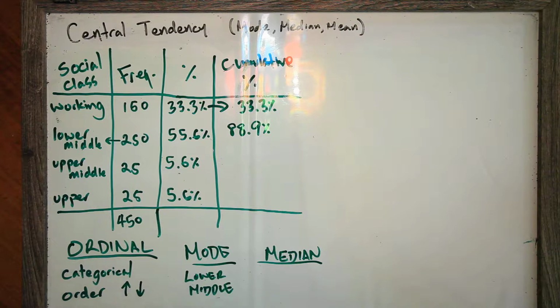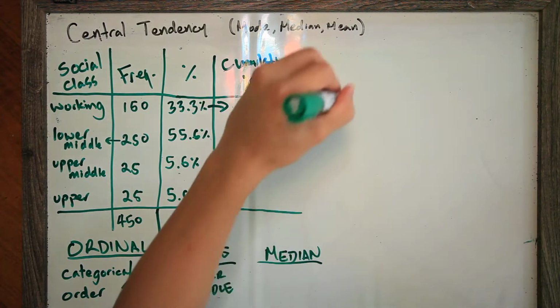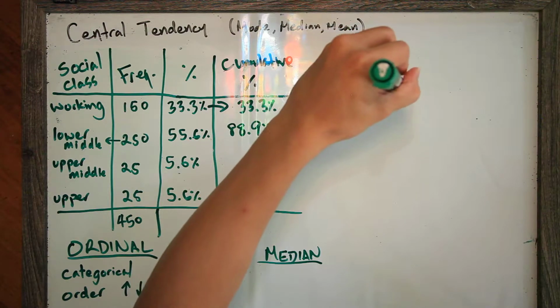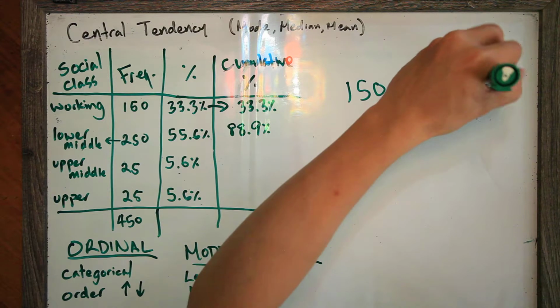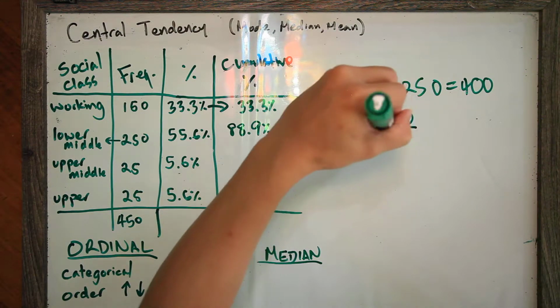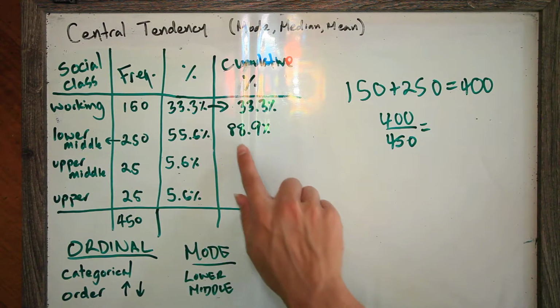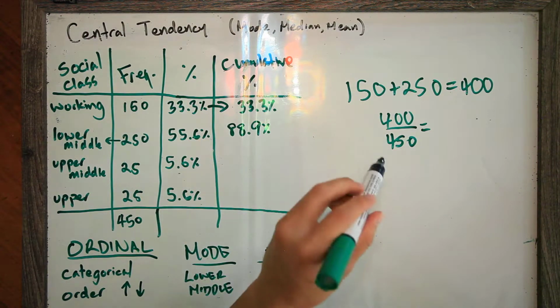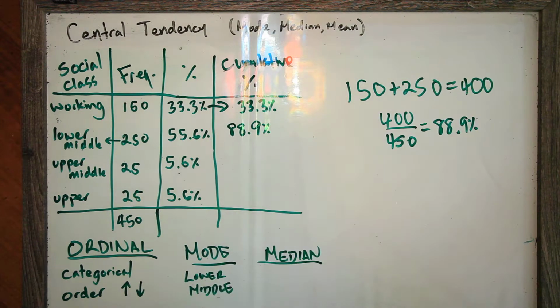Another way that we can do that is to add these two frequencies together, which is 150 plus 250 equals 400. And we would divide that number by the total. That's going to give us the exact same number here. 400 divided by 450 is 88.9%.